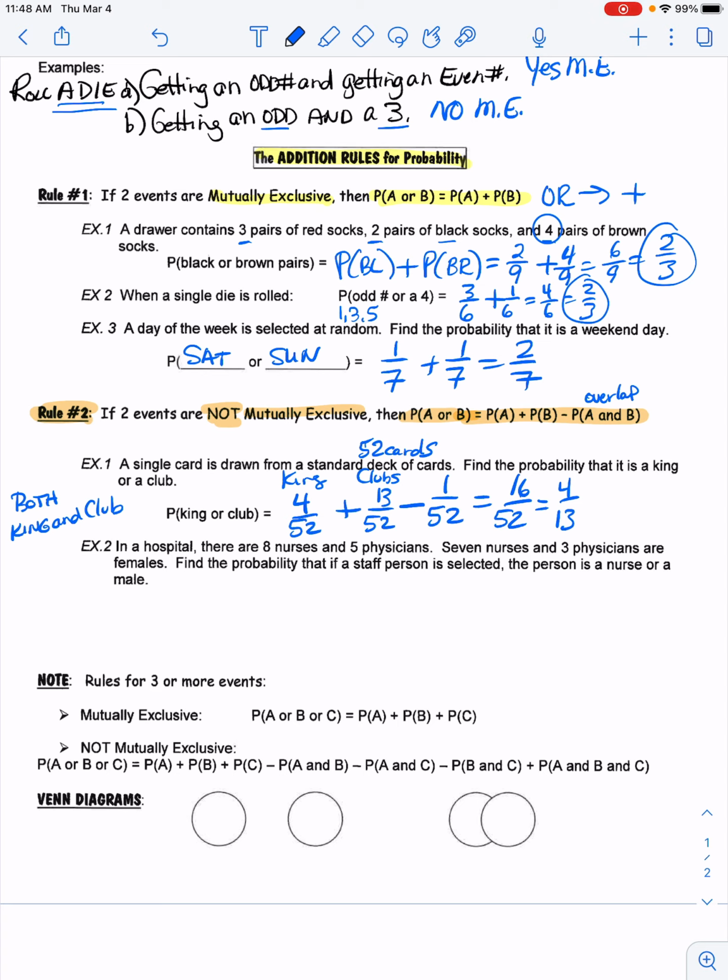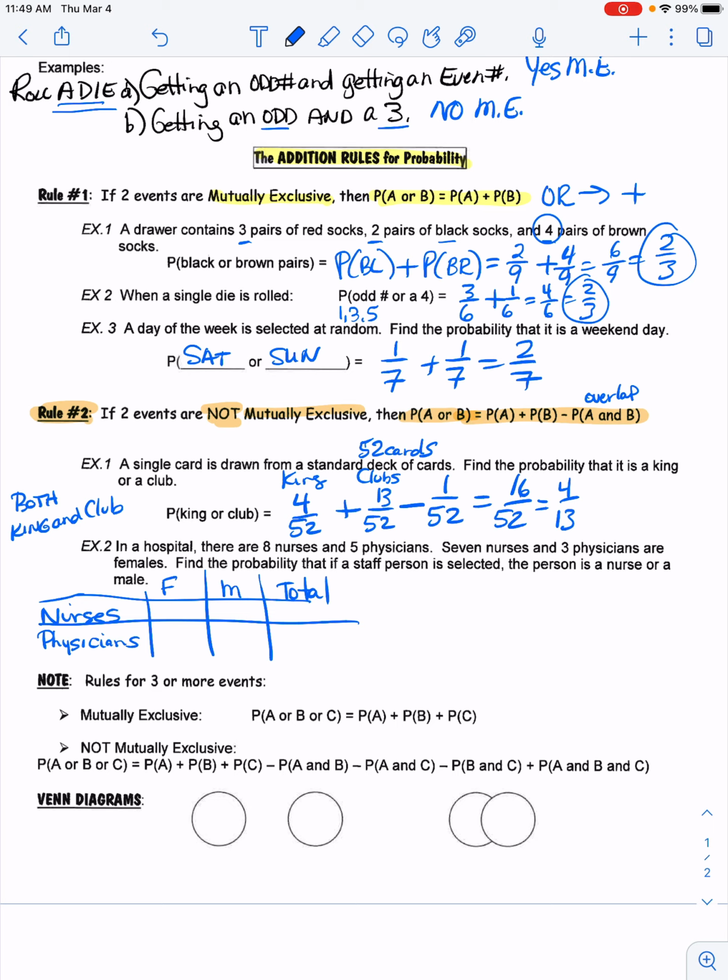You can pull that up and print it off as needed. All right, second example here, I wanted to do because I want to put this information together into a chart. It says in a hospital, there are 8 nurses and 5 physicians. 7 nurses and 3 physicians are female. Find the probability that if a staff person is selected, the person is a nurse or male. So here's my suggestion. Let's make a little chart to summarize the information. So we have nurses, physicians, and we have female, male, total.